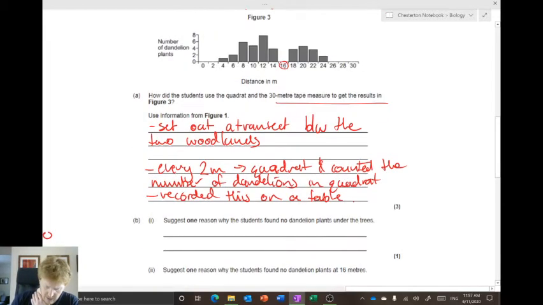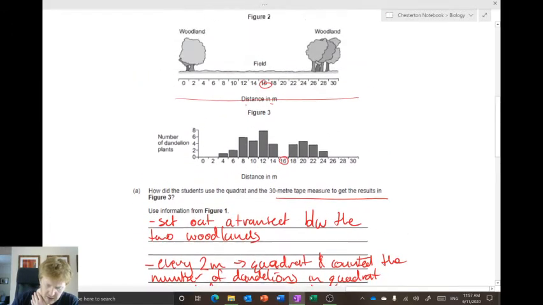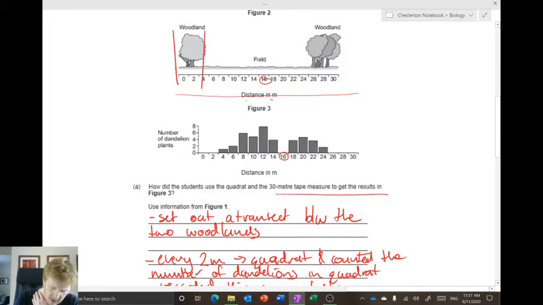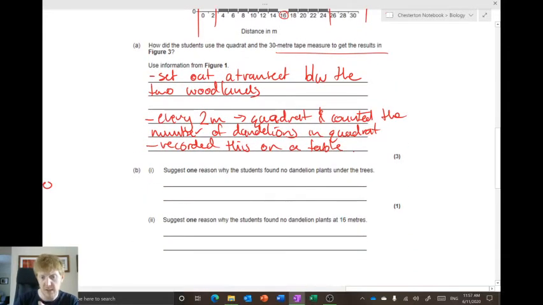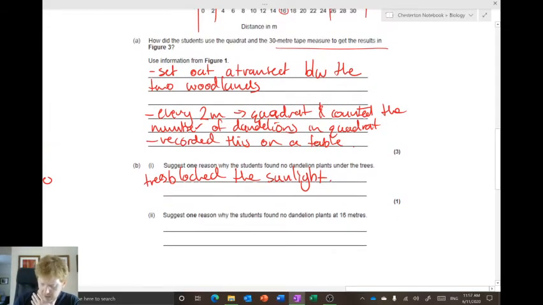Okay. Now, give one reason why the students found no dandelion plants under the trees. So why were there a lot fewer dandelion plants here and here? What can you think? Well, what are the trees going to be doing? They're going to be blocking the sun, because the trees blocked the sunlight. And so if the dandelions got less sunlight, then they wouldn't be able to photosynthesize and grow.